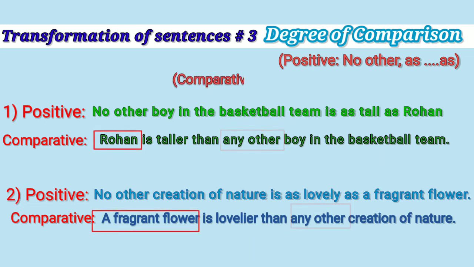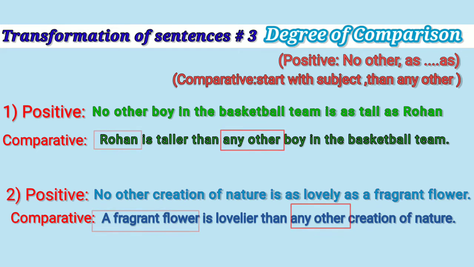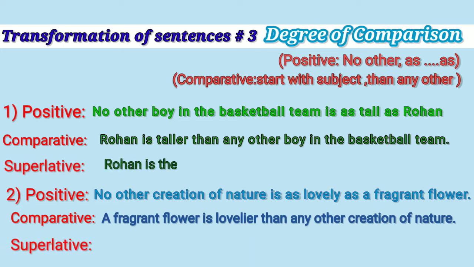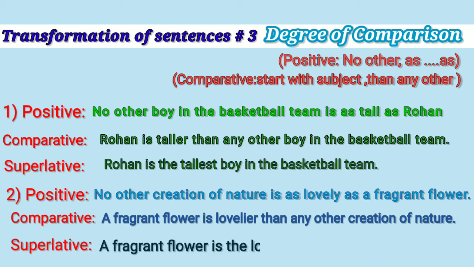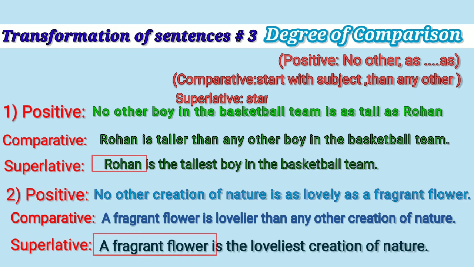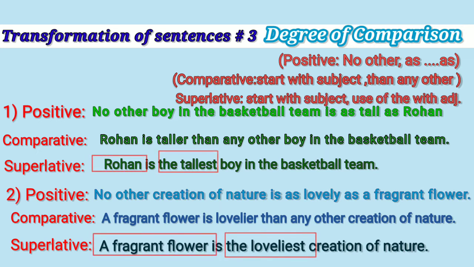Whenever we have to make comparative form, we have to start with the subject and there will be use of any other in the sentence, in addition to use of adjective in comparative form, that is taller and lovelier. Same sentences in superlative form. Rohan is the tallest boy in the basketball team. A fragrant flower is the loveliest creation of nature. Important things to notice in superlative sentences: It begins with subject and there is use of definite article the with the adjective tallest and loveliest.